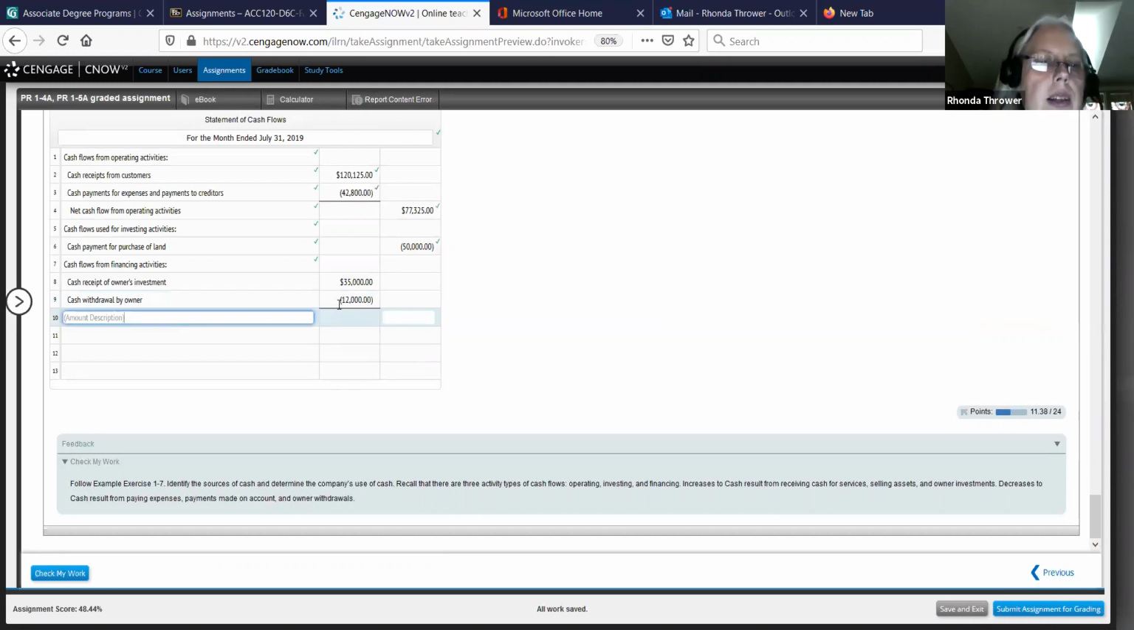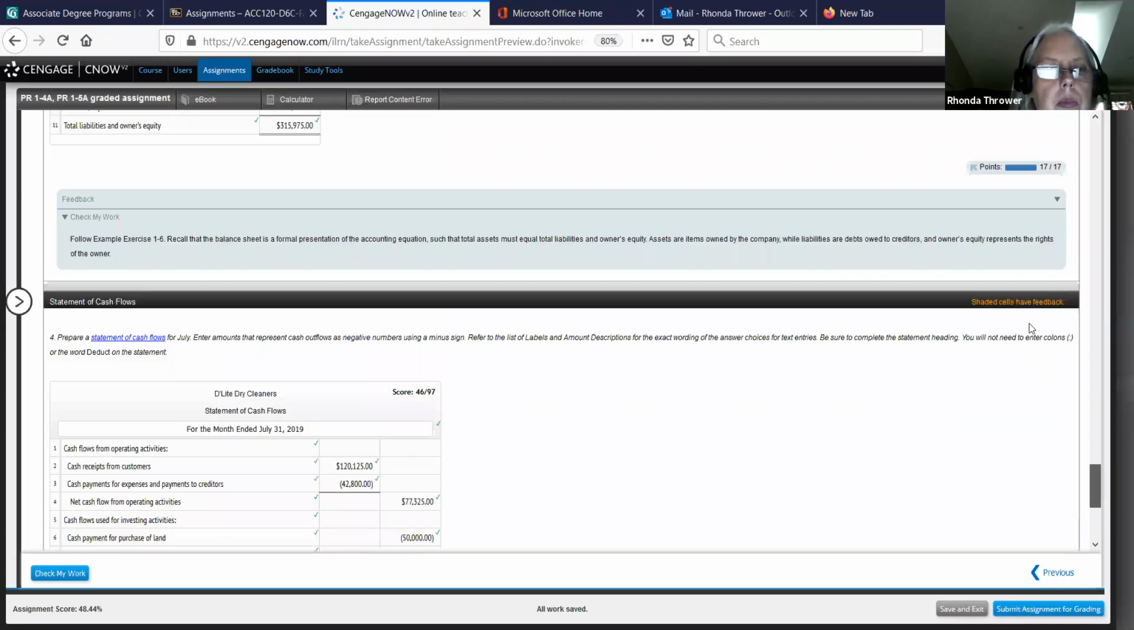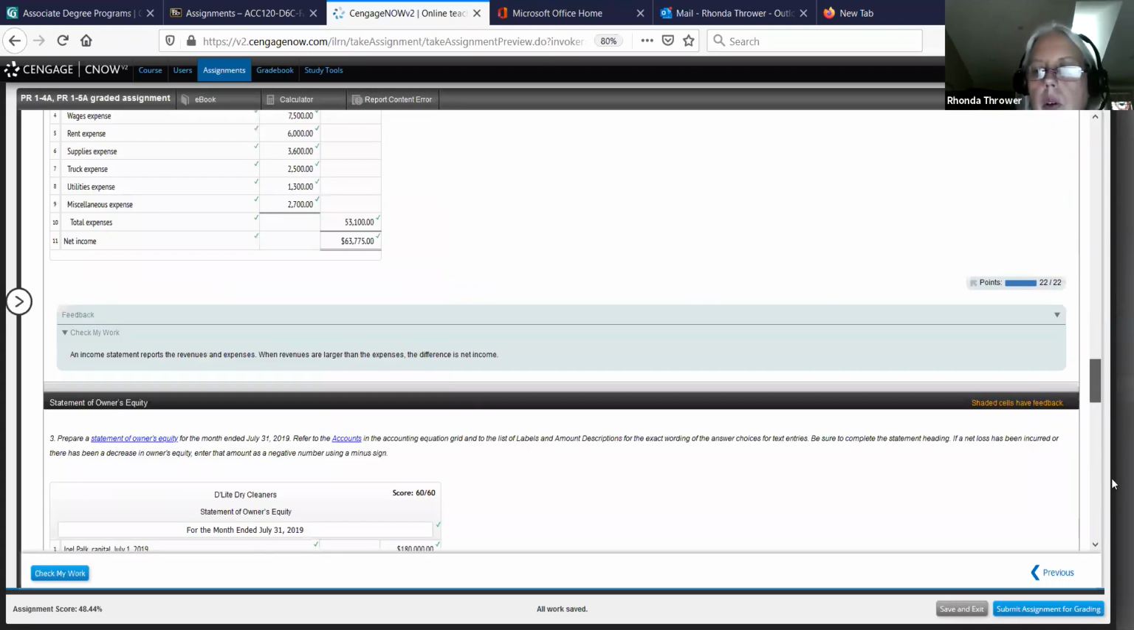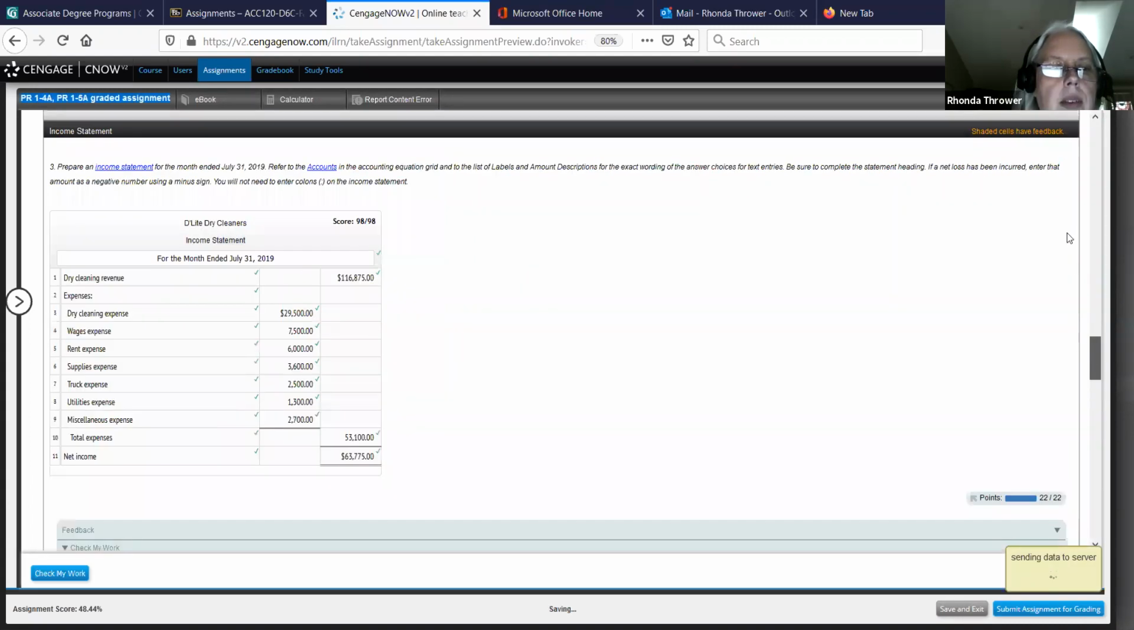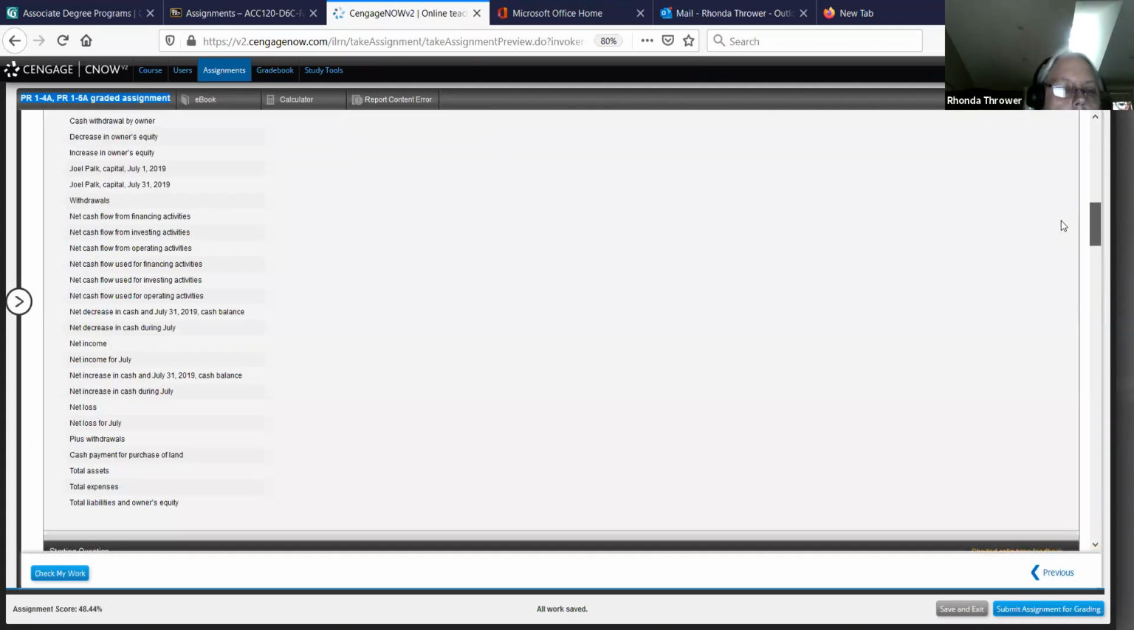And then you're going to net these out. And you can see here that the withdrawal was less than what you received by the owner's investment. So it would be a net cash flow from the financing activities. So we would look for the account title exactly as they want it. It would be the net cash flow from financing activities.